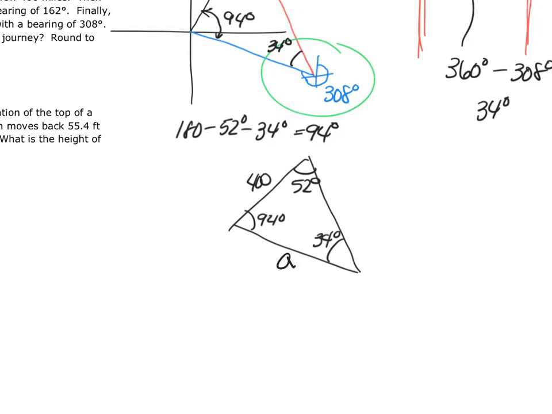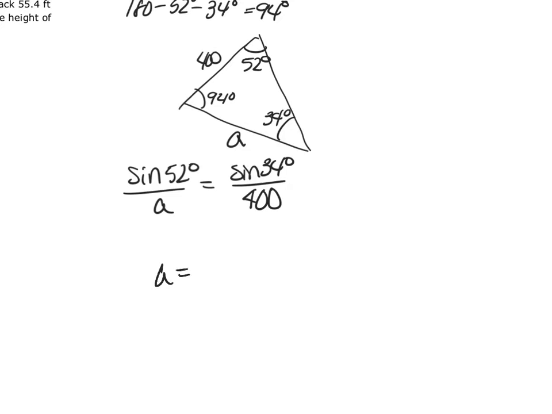So I'm going to use the law of sines. Is this the ambiguous case? No, this is not the ambiguous case. So I just use the law of sines. So I have the sine of 52 degrees over A is equal to the sine of 34 degrees over 400. So then A will equal 400, somebody with a calculator, sine of 52 degrees divided by the sine of 34 degrees. Somebody with a calculator, tell me what that is to the nearest mile.